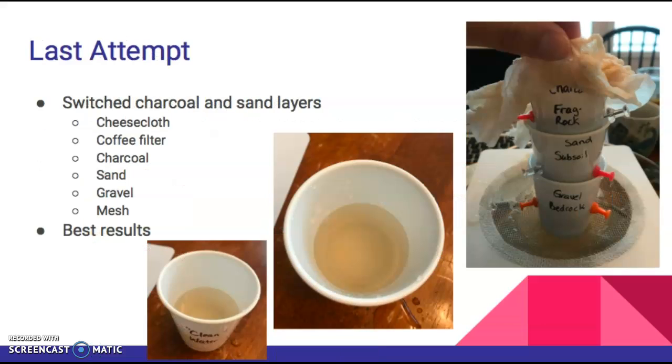So for my last attempt, I switched the charcoal and the sand layers to try to get some of that color out of it. So my layers went cheesecloth, coffee filter, charcoal, sand, gravel, and mesh, and this did give me my best results. Although the water was still a little dirty and I wouldn't want to drink it, it gave me the best results of all of my attempts that I had.